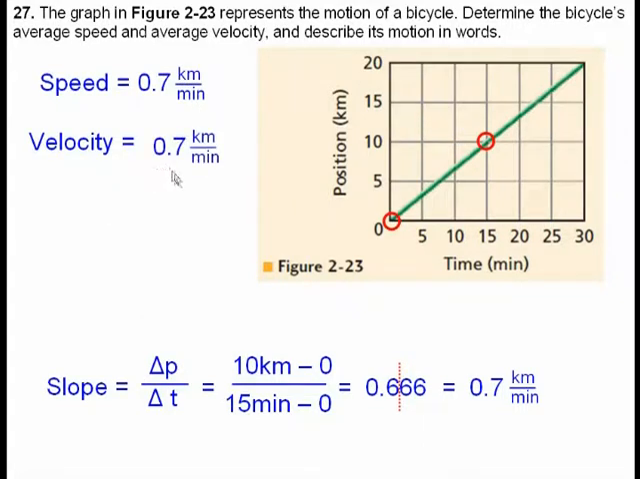The velocity, we have the same number, but we have to include the direction. Now notice on this one, it didn't tell us the direction. If they don't tell you your direction, then we're going to say it's going forwards. What does the slope of a position time graph tell us? It tells us the velocity.